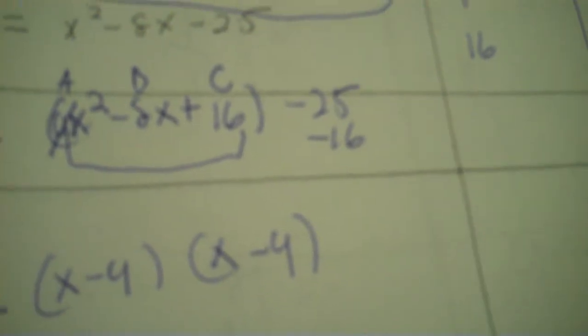Now, your a is a 1, you don't need that. So you can just make this one parentheses into 2. x minus 4, and then x minus 4. Now, you also need to take negative 25 minus 16, which is negative 41, so minus 41. And then the last step's easy. You just rewrite that as a quantity squared with minus 41 behind it.